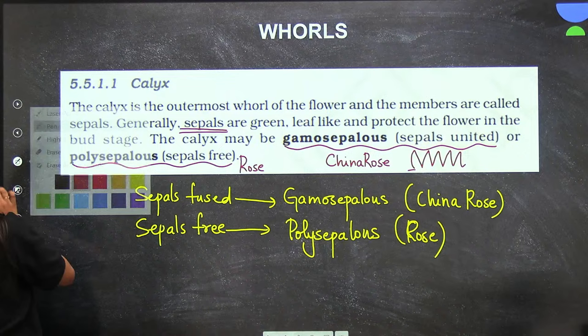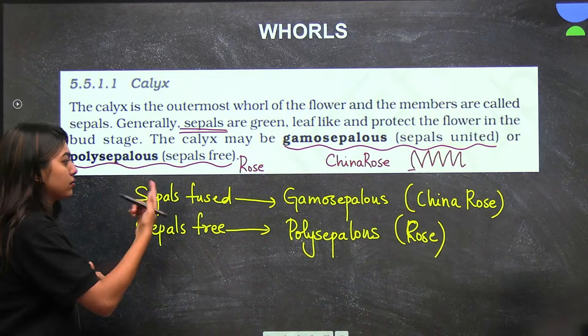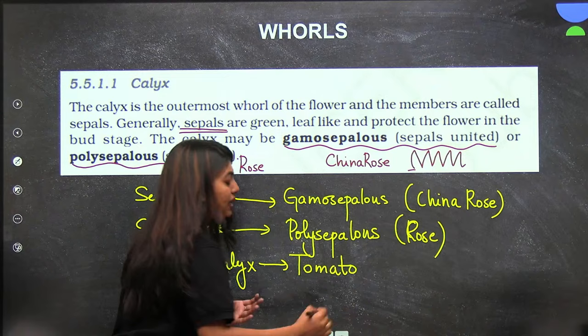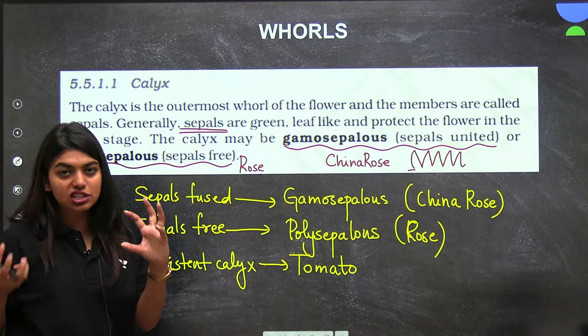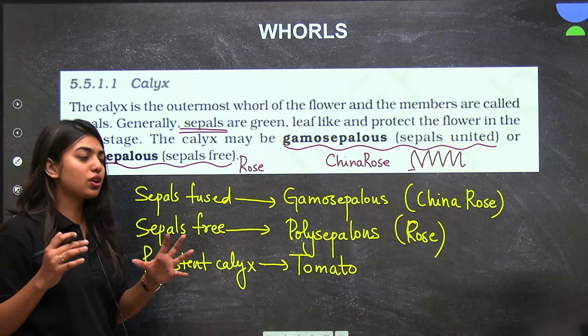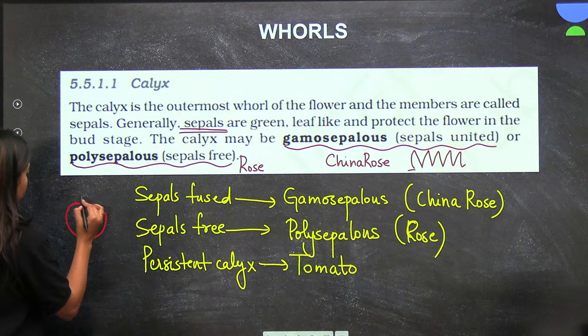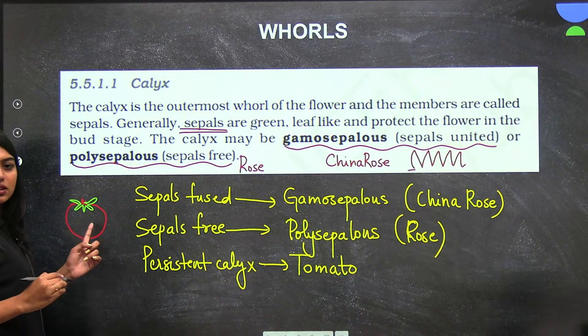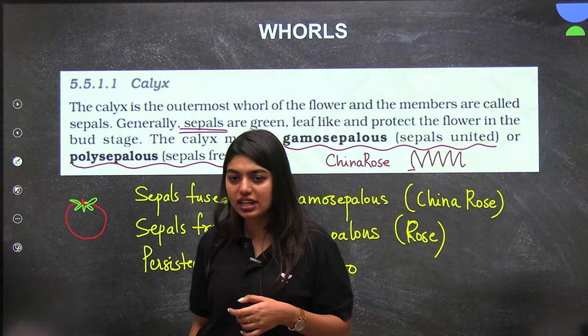Students, I'll just tell here about the persistent calyx, which is seen in your tomato. That means even after the fruit is formed, even if it is removed, the calyx will remain the same. The sepals will not come out. So if you have seen tomato, this is how your tomato will look like, right? This is how you have drawn tomato when you were small, right? So that is called persistent calyx, most of you have told.